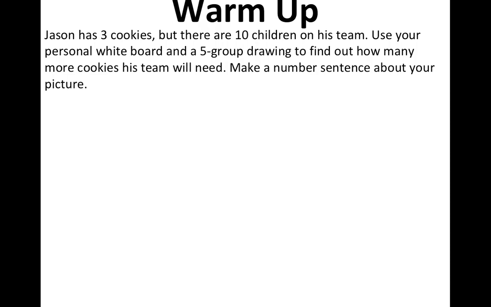Jason has 3 cookies, but there are 10 children on his team. Use your personal whiteboard and make a 5 group drawing. Find how many more cookies his team will need and make a number sentence about your picture. Again, Jason has 3 cookies, but there are 10 children on his team. Use your personal whiteboard and a 5 group drawing to find out how many more cookies his team will need. Make a number sentence about your picture.